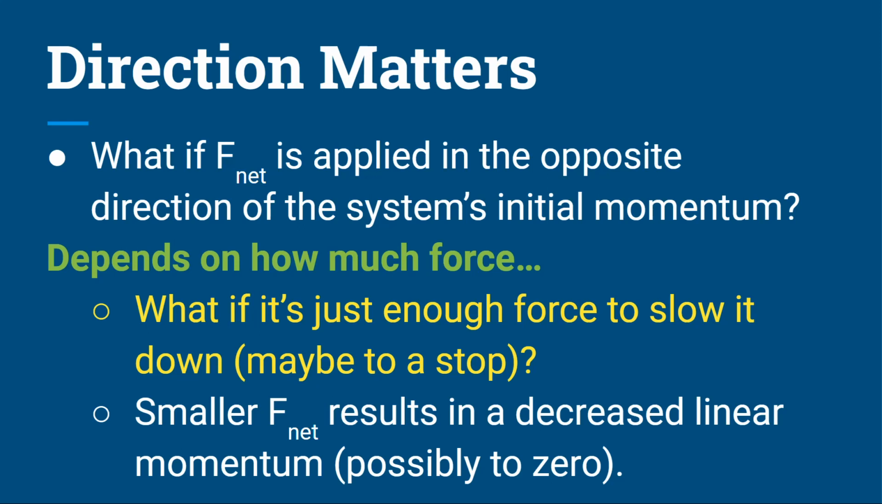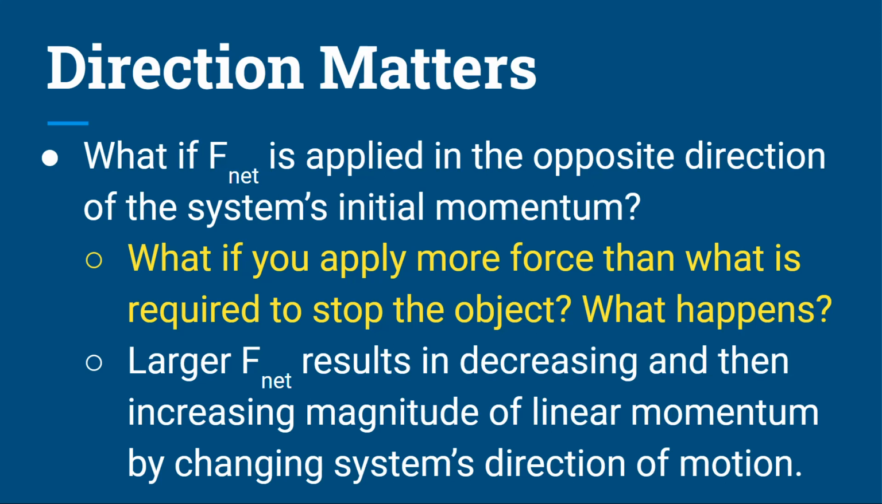Okay, so it is possible if you apply more force than is required to stop it, that larger net force would result in decreasing momentum all the way to zero, and then it would start increasing in the opposite direction, increasing magnitude of linear momentum by changing the system's direction of motion. If my ball, let's say, hit the wall, it would likely bounce off unless it was rolling slow enough to just stop. Okay, and so that force, if it's sufficient, can cause the change in direction of your system's motion.